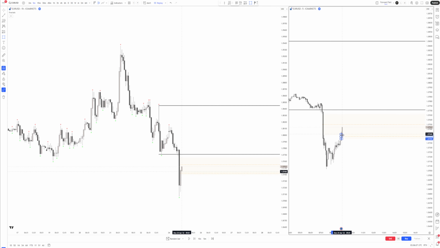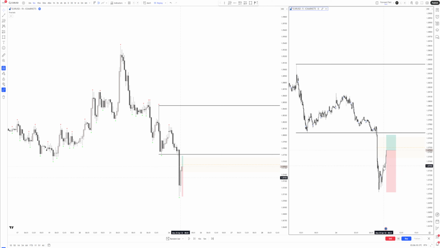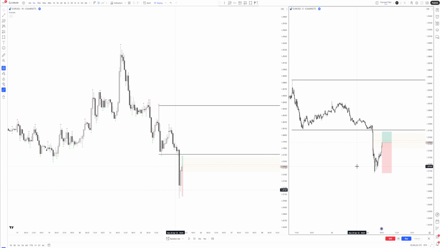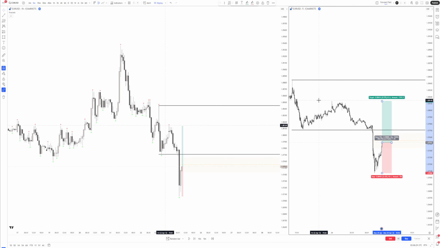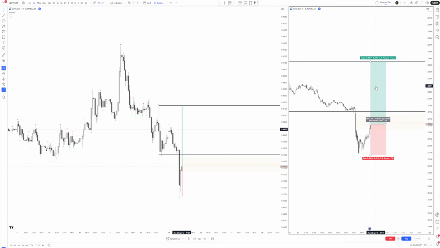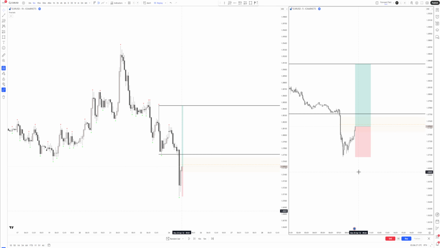You see right there. So what I'm going to do is I'm going to take my entry long, put my stop loss below there, and then all I'm doing is I'm trying to trade back to the structural high here or the structural high there. So let's see what happens. Does this happen or not?